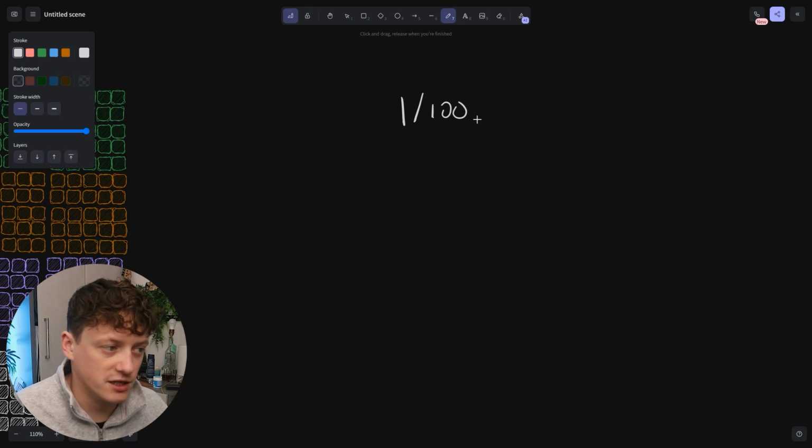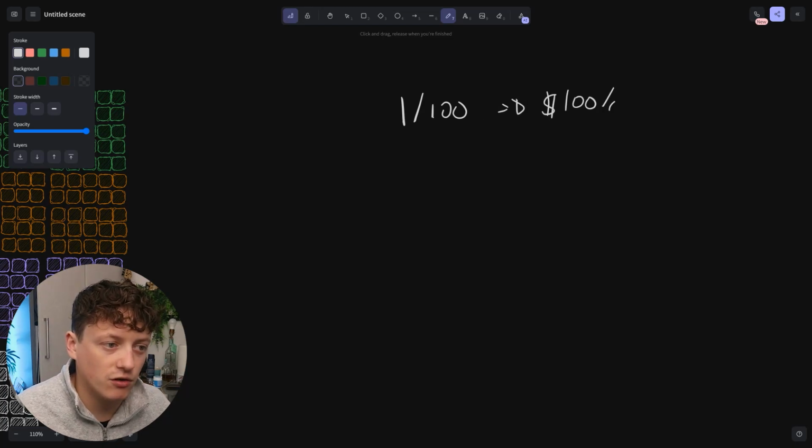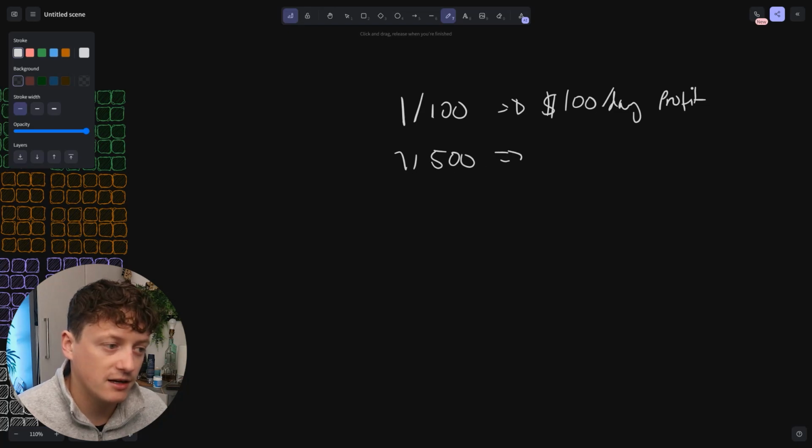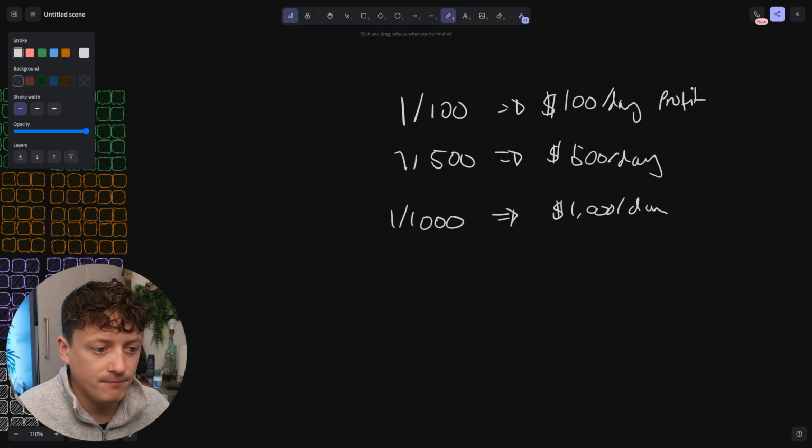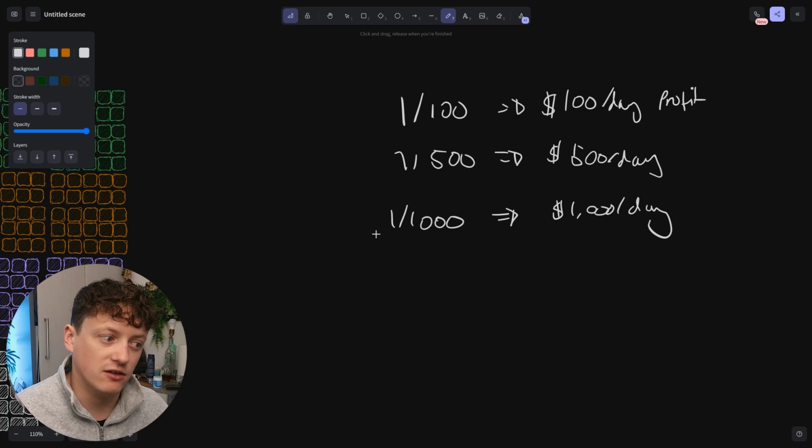So essentially what we're looking for is this: a 1 in 100 ad gives us $100 per day in profit. And then if we get a 1 in 500 ad, that's going to give us a $500 per day profit. And then a 1 in 1,000 ad is going to give us a $1,000 per day profit. To get to the point where you're making $1,000 a day in profit, you will need an ad that is a 1 in 1,000.